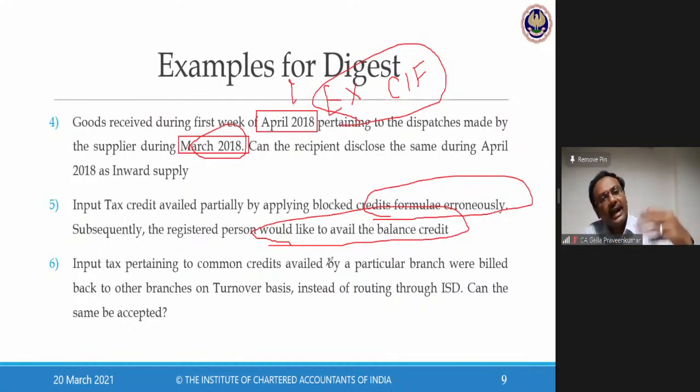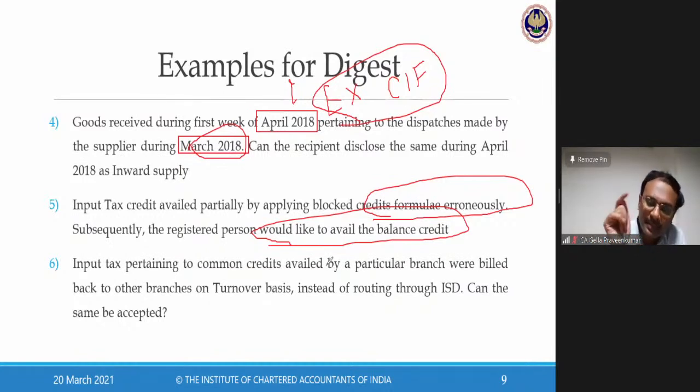So what if I have accounted the input tax credit? There is a formula called Rule 42. When I'm applying Rule 42, erroneously, instead of 15, I have typed 5-1. I have to apply 15%, 1-5. I have erroneously typed 5-1.